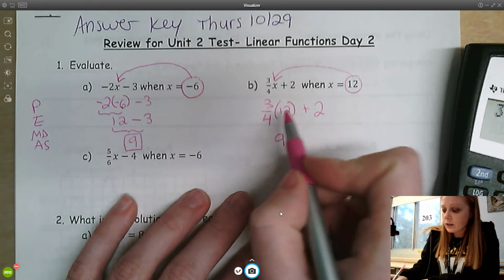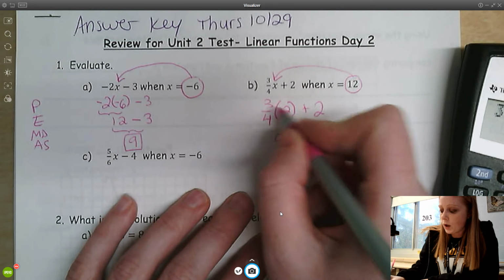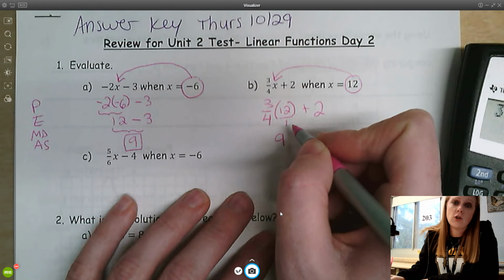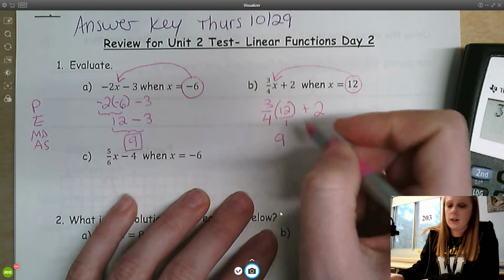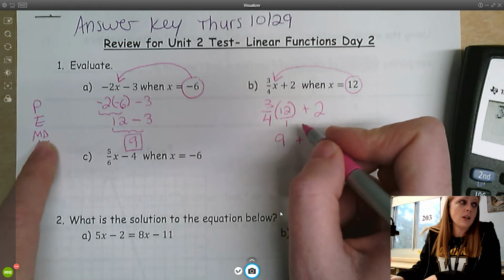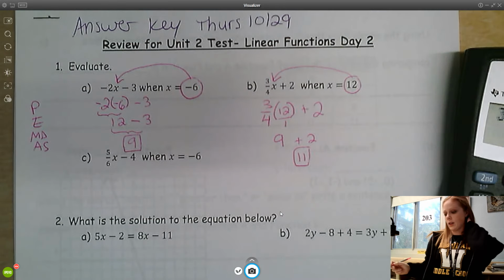If you don't have your calculator, just know that this is the same as multiplying by 12 over 1. So 3 times 12 would be 36, and 36 divided by 4 times 1. That's another way of doing it. 36 over 4, which is 9. Okay, we did our multiplication. As PEMDAS says, do multiplying and dividing before adding and subtracting. Now let's do the adding and subtracting. 9 plus 2 is 11.